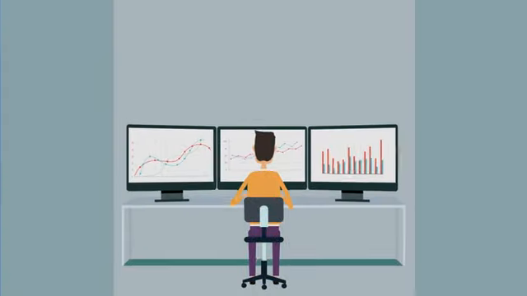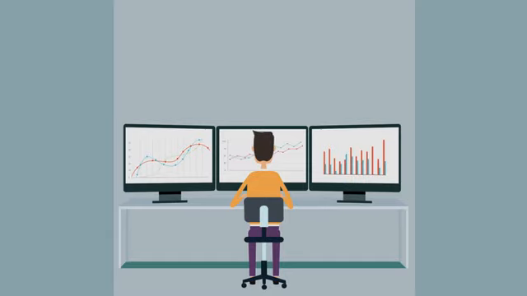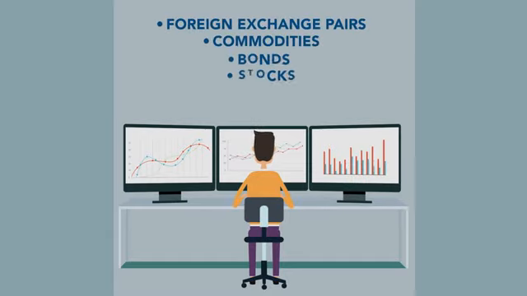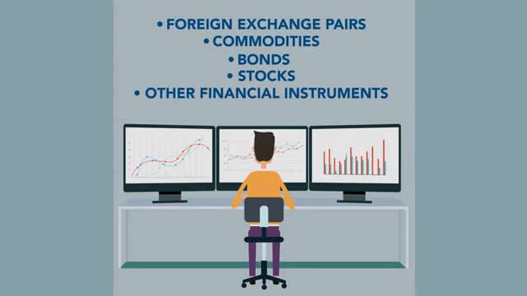Traders pay close attention to changes in the ECB's policies, as they're likely to affect the price of some foreign exchange pairs, commodities, bonds and stocks.